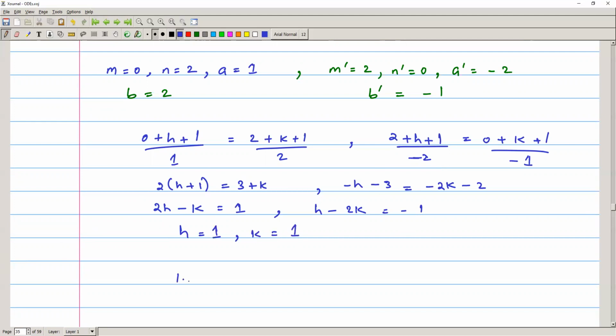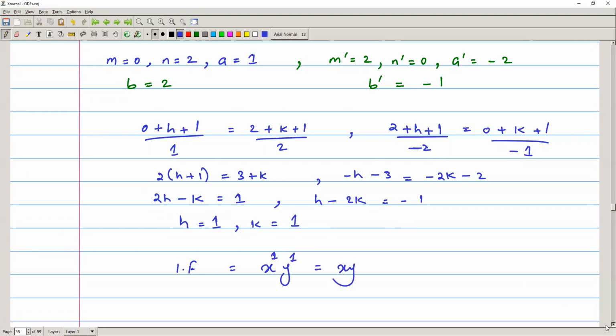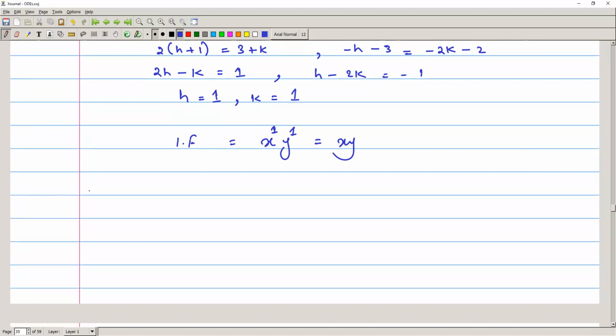Right, so the integrating factor in this case will be x to the power 1 and y to the power 1, that is equal to xy. So we just need to multiply the whole equation by xy, and we will get this equation: (xy to the power 4 minus 2x cubed y squared) dx plus (2x squared y cubed minus x to the power 4 y) dy is equal to 0.